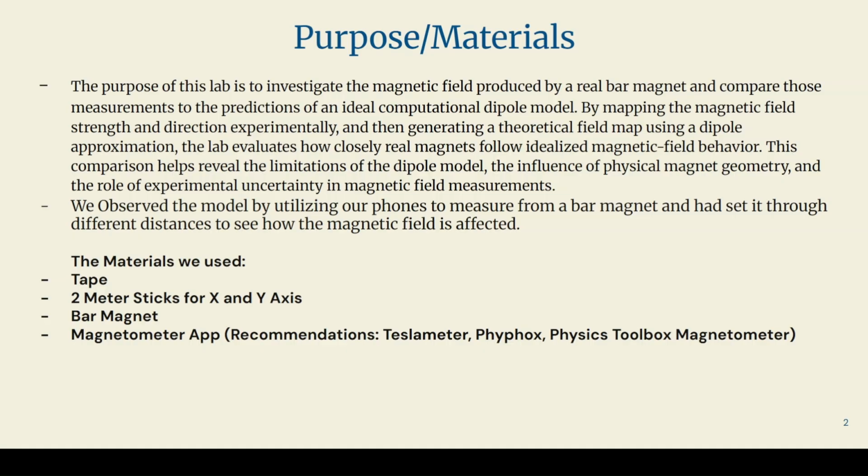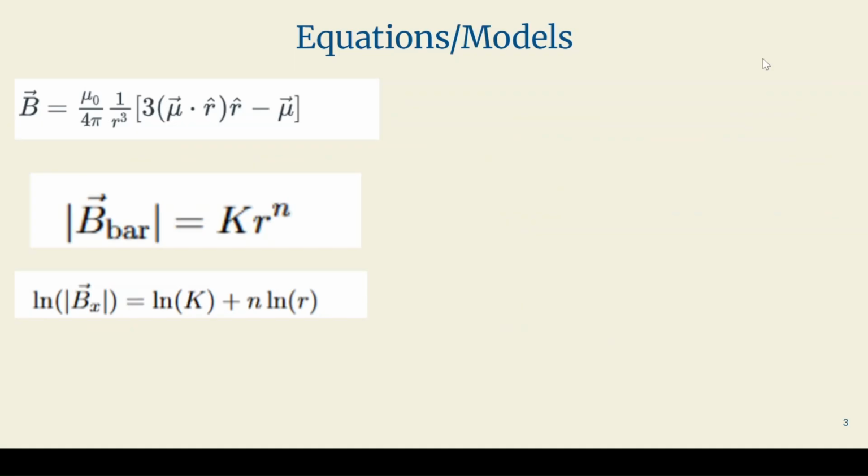The materials we used are listed there, which I'm not going to go through. And here are the equations and models that we used. Here's the normal way of finding a magnetic field. This is finding the magnetic field of a bar magnet, which can act as a dipole. And here's the distance dependence formula that we used during our report, and I just wanted to add that there.